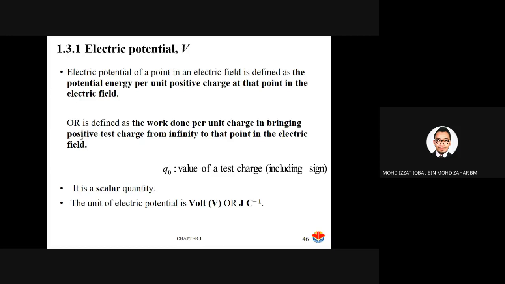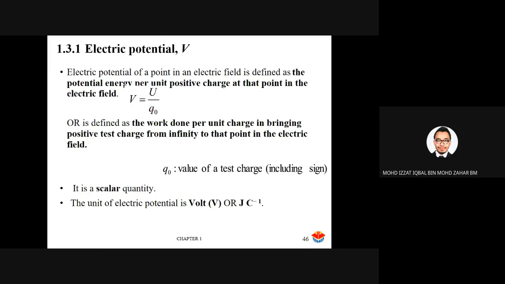Okay, what is electric potential? Electric potential of a point in an electric field is defined as the potential energy per unit positive charge at the point in the electric field. So this sentence actually referring to this formula. Potential energy, U, per unit positive charge.